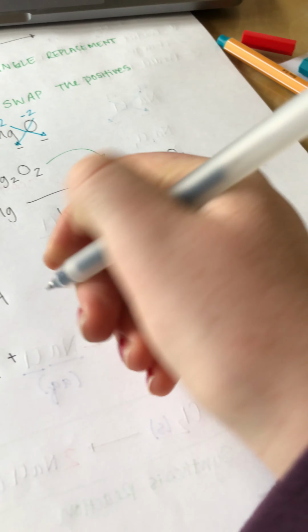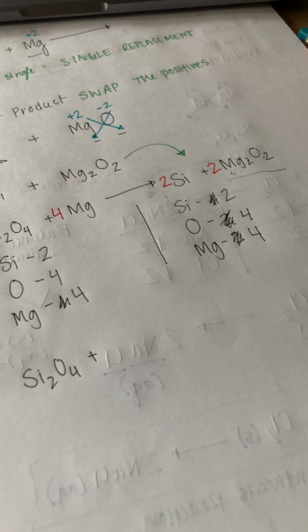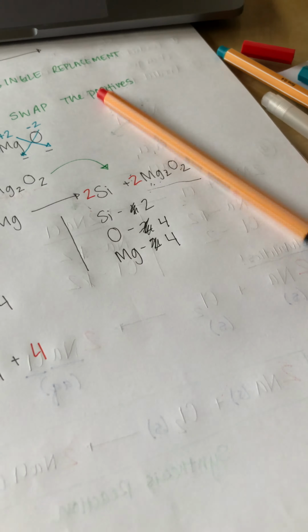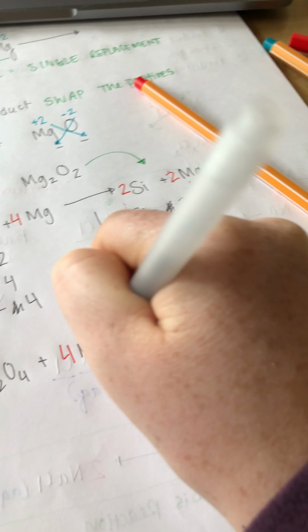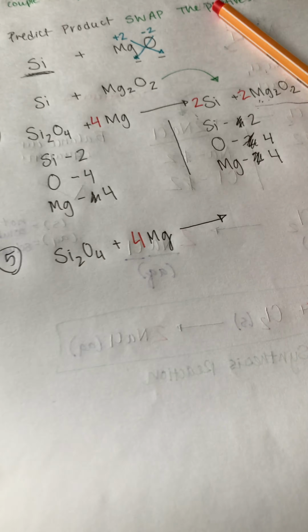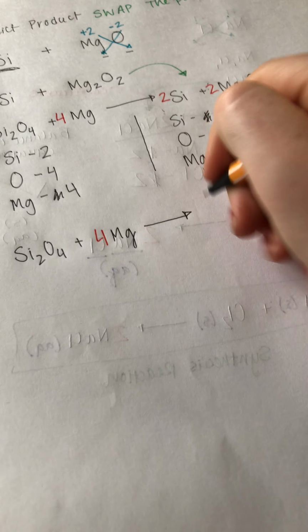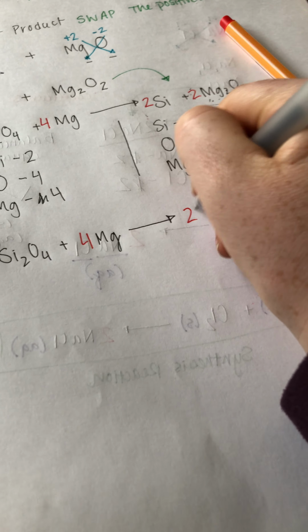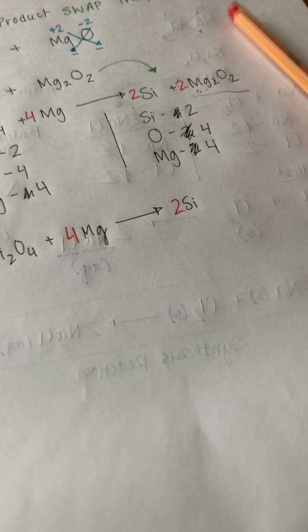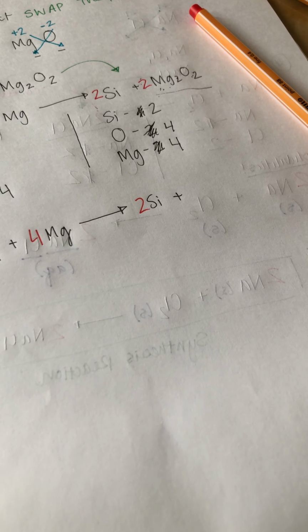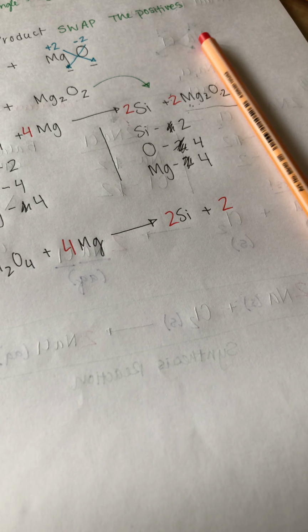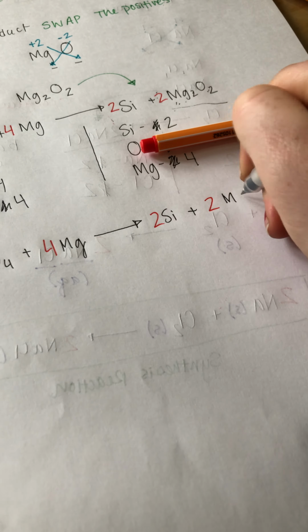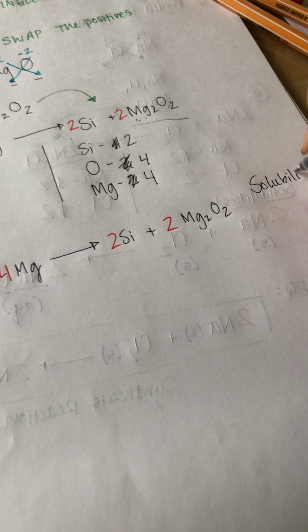Si2O4 plus 4 Mg equals 2 Si plus 2 Mg2O2, and it's time for solubilities. I really cannot spell solubilities there.